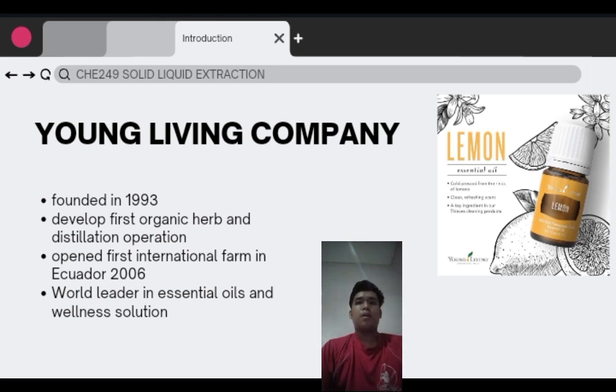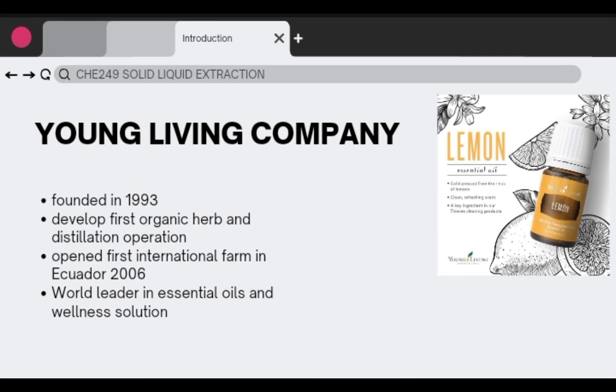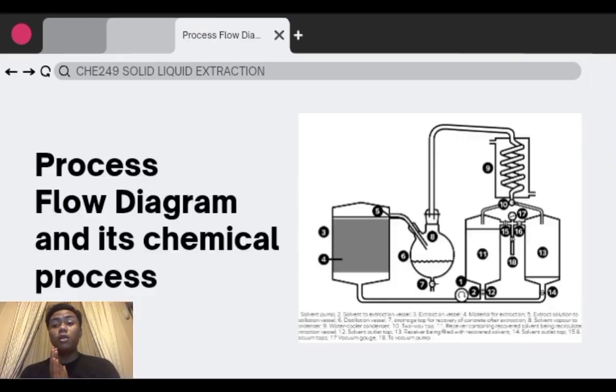The company became more popular after hitting its market target and the possibility to gain larger and grow better. The company finally opened their first international farm in Ecuador in 2006. After many years passed, the company was categorized as a world leader in essential oil and wellness solutions. Thank you, Faiz, for the background company.